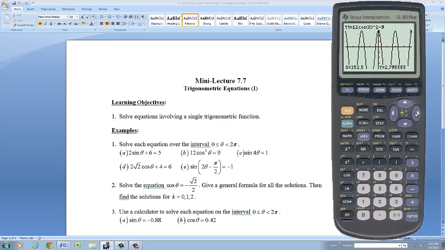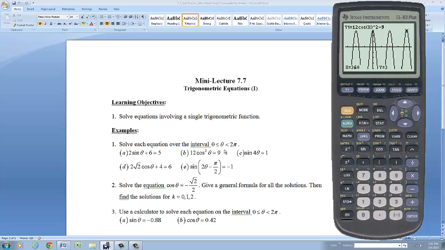So if I keep going, notice I'm already at 360 there. So yes, there will be a solution here, but it's going to be a repeated solution to one that I found earlier. So in this case, I stop, and the solutions in the interval from 0 to 360 are 30 degrees, 150, 210, and 330.